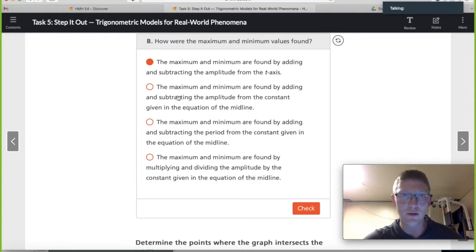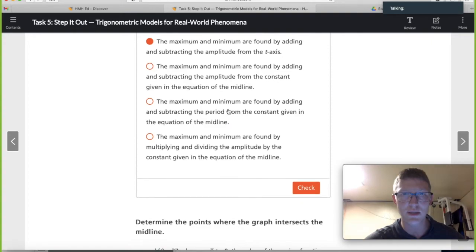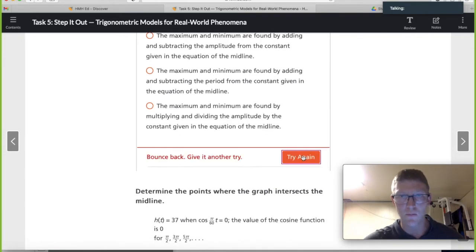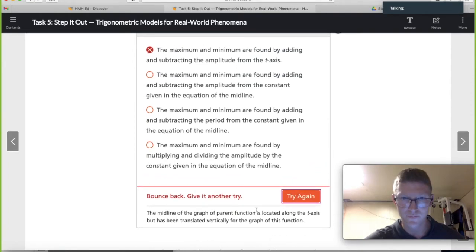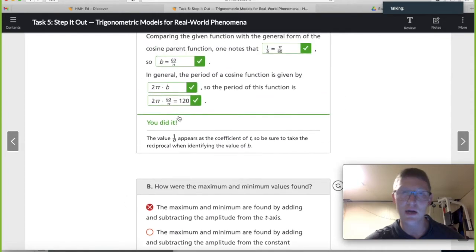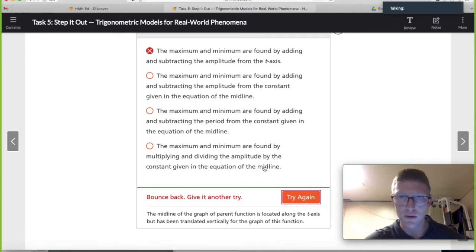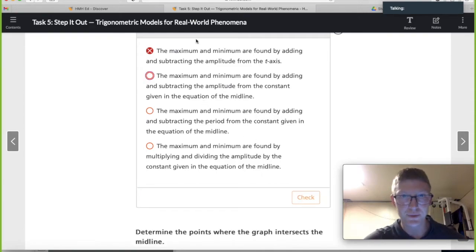But let's just read the rest of them. The maximum and minimum are found by adding and subtracting the amplitude from the constant given an equation? No. Maximum and minimum are found by adding and subtracting the period from the constant? No. Maximum and minimum are found by multiplying? No. What? So the maximum and minimum are found by adding and subtracting the amplitude from the t-axis. Oh, so the t-axis would be the x-axis in this case. So let's try again.